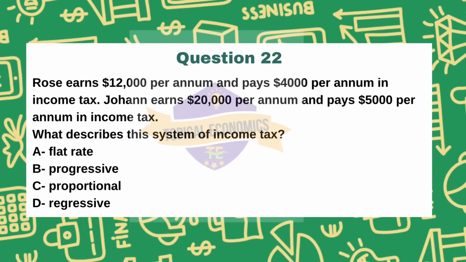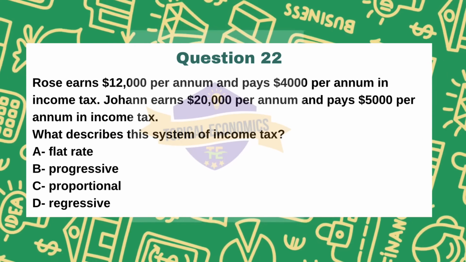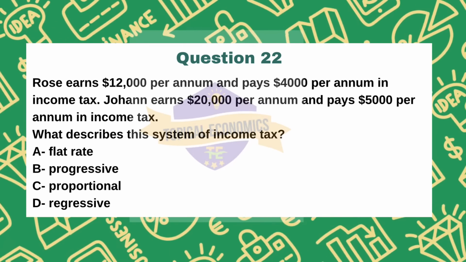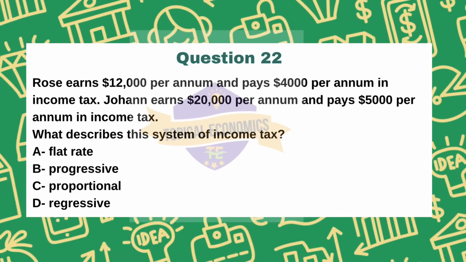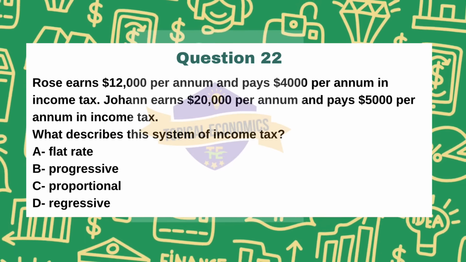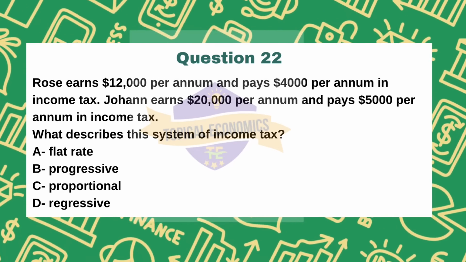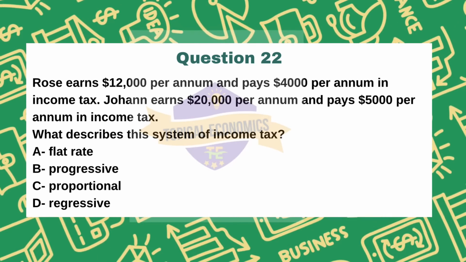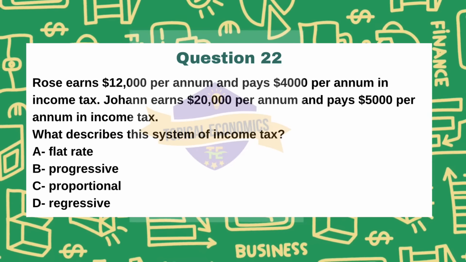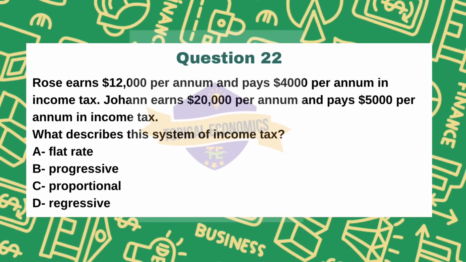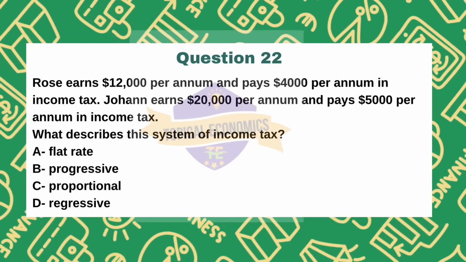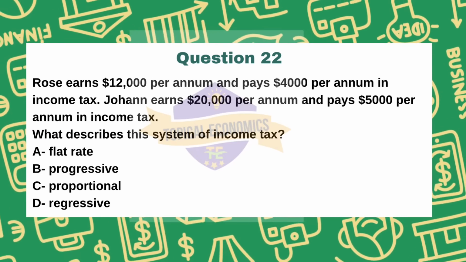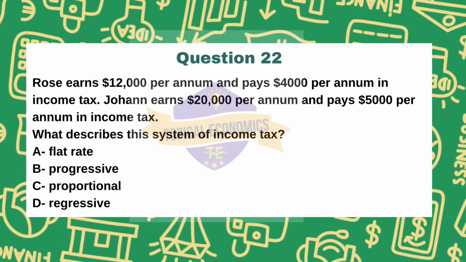Rose's tax rate, $4,000 tax on $12,000 income, equals 33.33%. Johan's tax rate, $5,000 tax on $20,000 income, equals 25%. In this scenario, we see that Rose pays a higher percentage, 33.33%, of her income in taxes compared to Johan, who pays a lower percentage, 25%, of his income. This means that as income increases, the percentage of income paid in tax decreases.